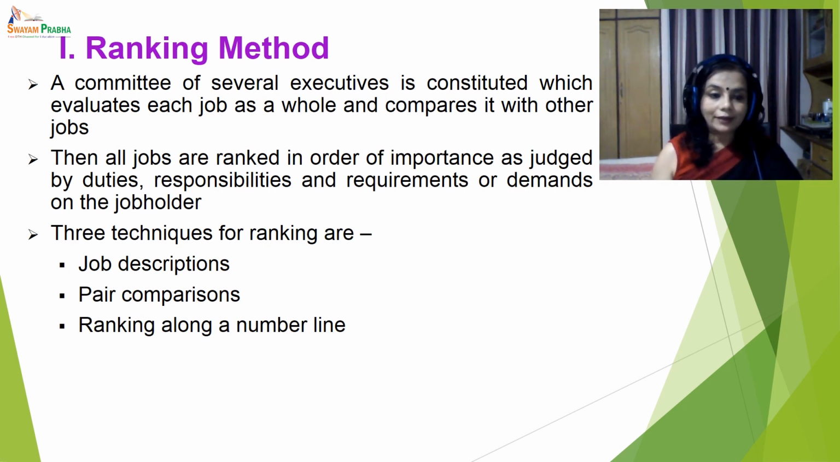3, 4, 5. So here a committee of several executives is constituted which evaluates each job as a whole and compares it with other jobs. Then all the jobs are ranked in order of importance as judged by duties, responsibilities and requirements or demands on the job holder. Three techniques of ranking are there: one, job description; two, pair comparison; and the third one is ranking along a number line. So these are the 3 methods which are there under the ranking method.